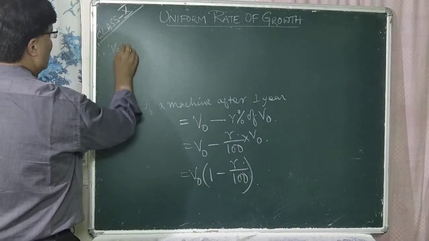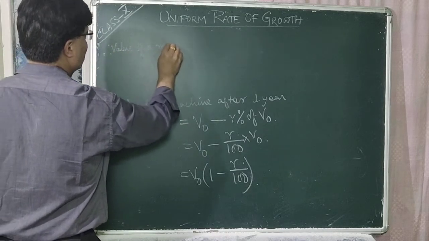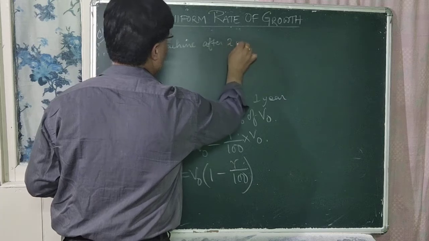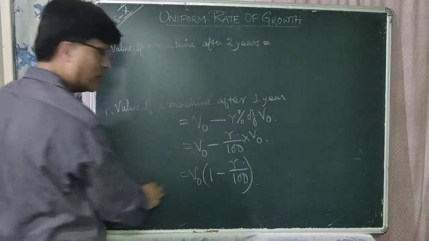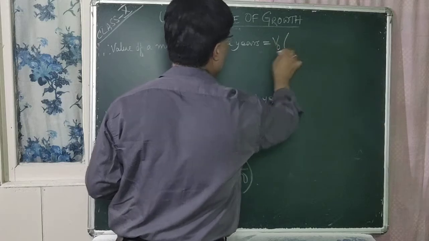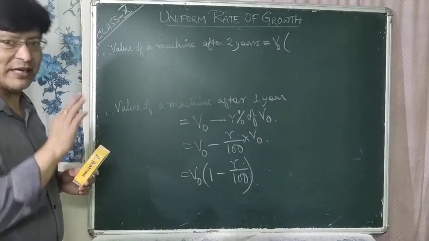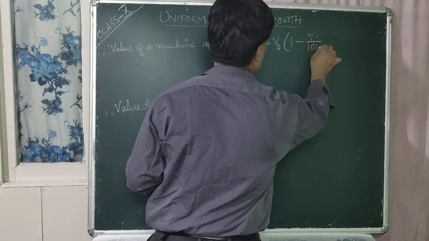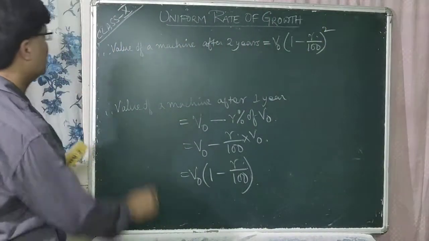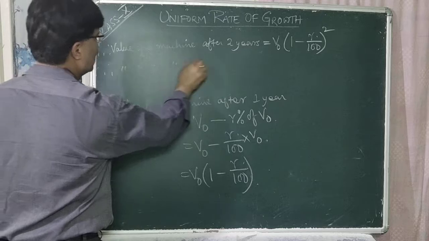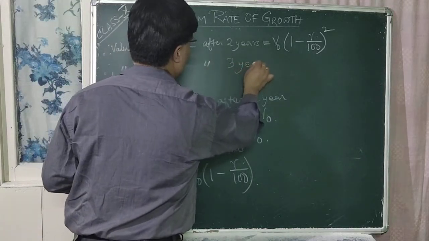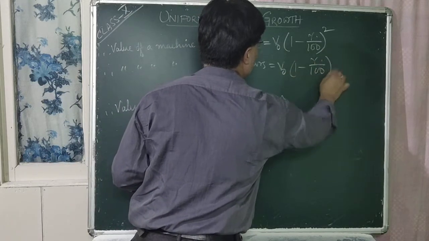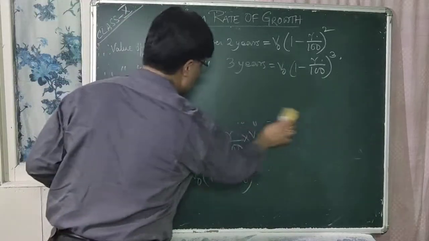Therefore, value of a machine after 2 years will be equal to what? V0, this is the initial value of the machine at the beginning of a year. Okay? So V0 1 minus R upon 100 whole square. Right? Similarly, value of a machine after how many years? 3 years. After 3 years is equal to V0 1 minus R upon 100, this is whole cube. Understood?